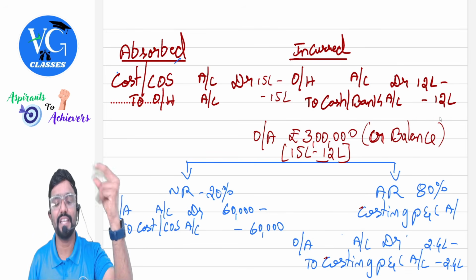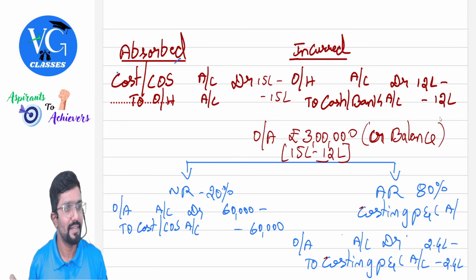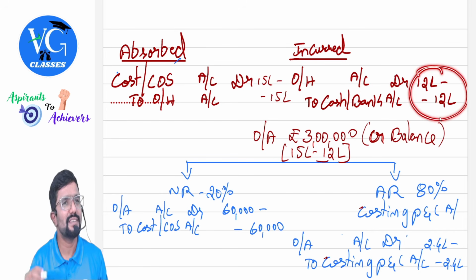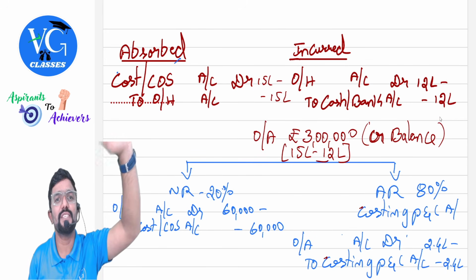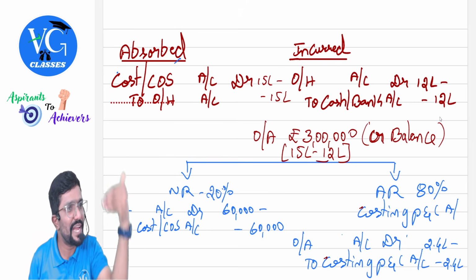For expenses incurred, what is the entry? Overhead to cash or bank. Correct? So 12 lakh. Guys, you would have done this same thing in the accounts, but reverse. When you incur the expenses, what is the entry, guys? Particular expenses to cash or bank.